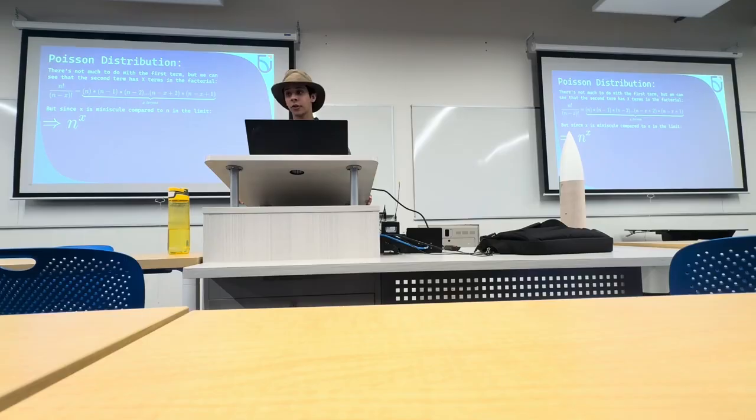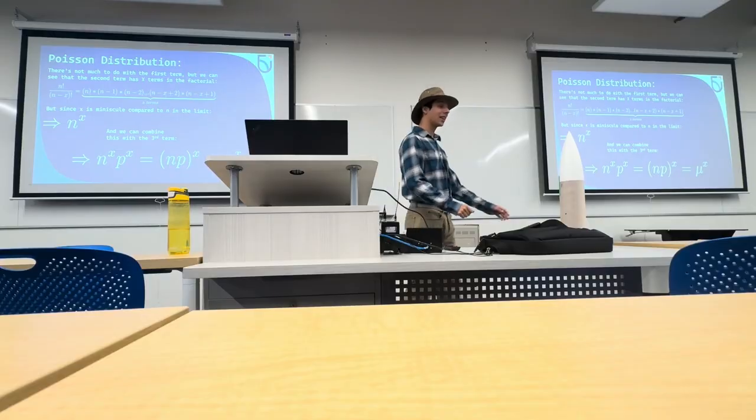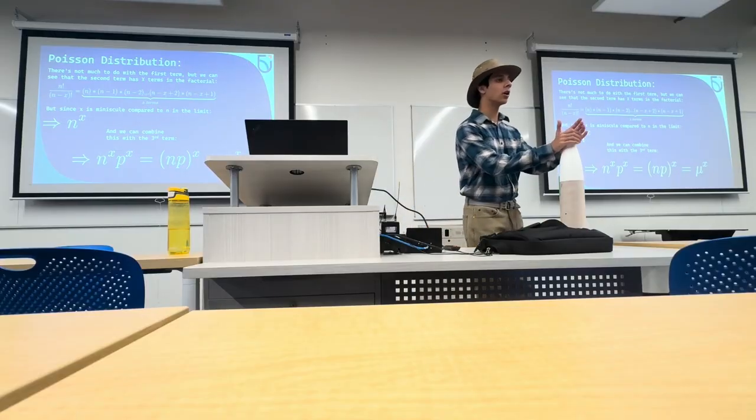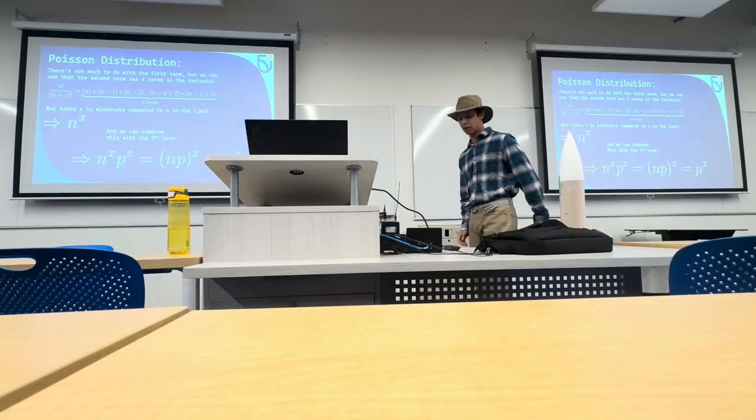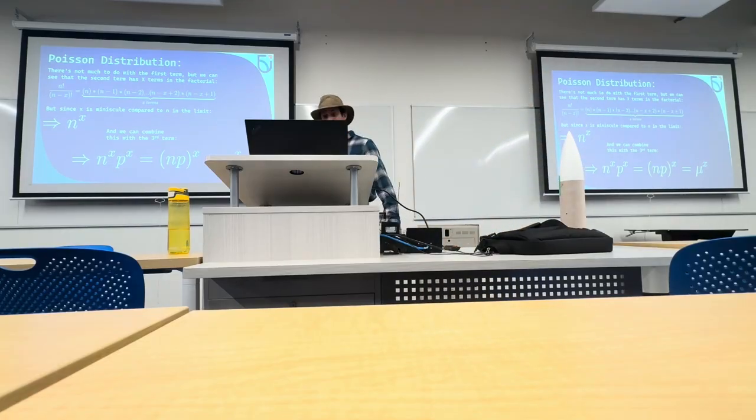Now, if you remember our third term, it's also, in fact, to the power of x. And if we combine them using our exponentiation laws, we can rewrite this as mu to the power of x, or the population mean of the distribution to the power of x. Now that's very handy. So what are we going to do with the fourth and fifth terms? Well, let's see.